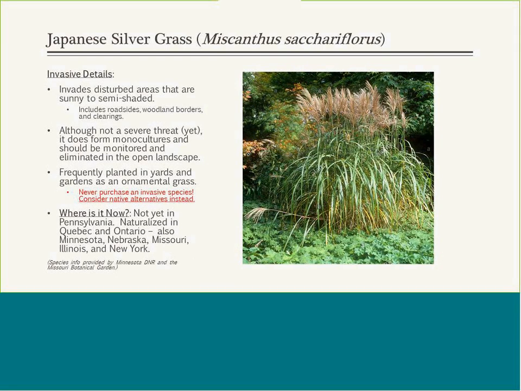Japanese silvergrass is another species that we would consider early detection. This will invade disturbed areas that are sunny or semi-shaded. So you'll find it in places like roadsides, woodland borders, and also just general clearings. And even though it's not really considered a severe threat right now, it does form monocultures, and it should be monitored and eliminated if it's found in the open landscape.